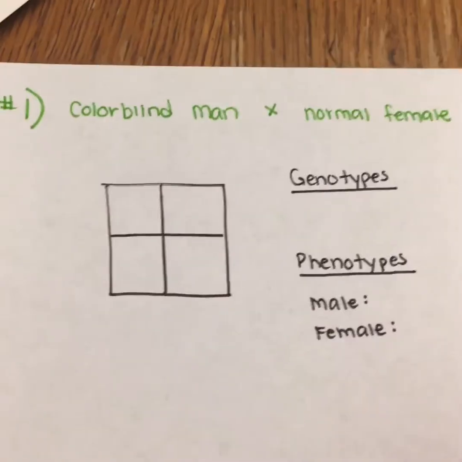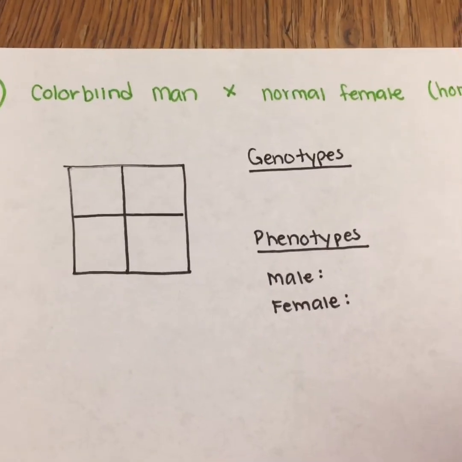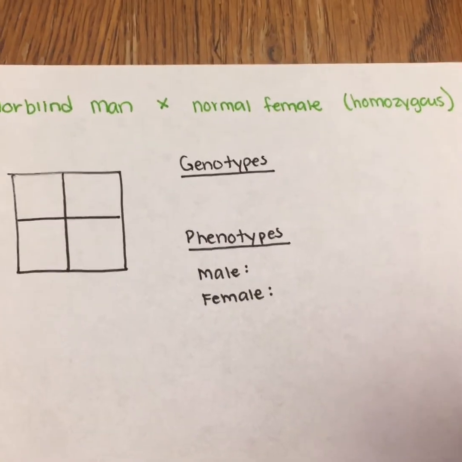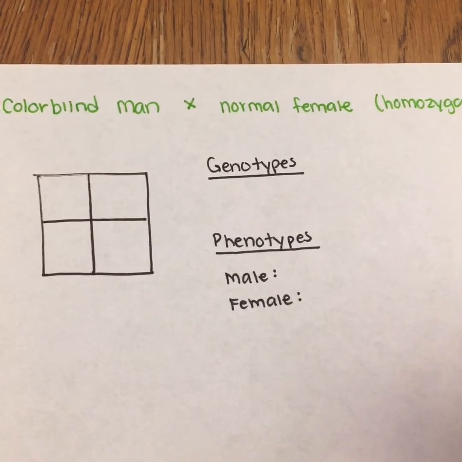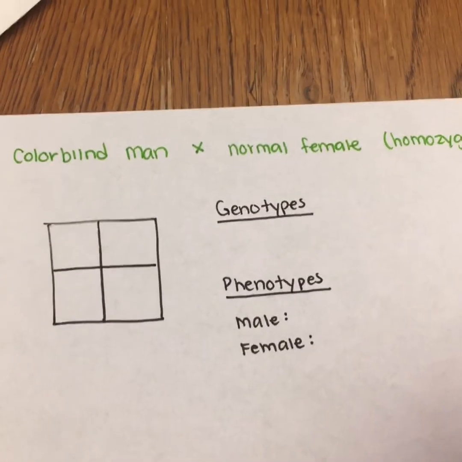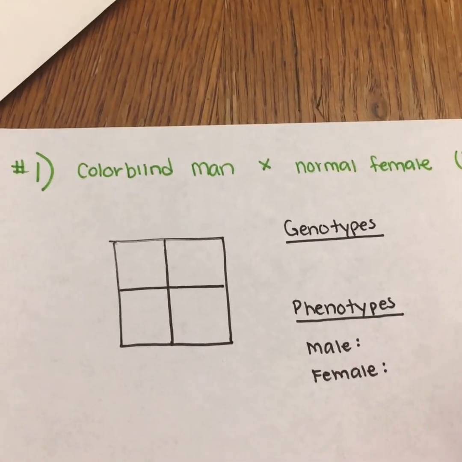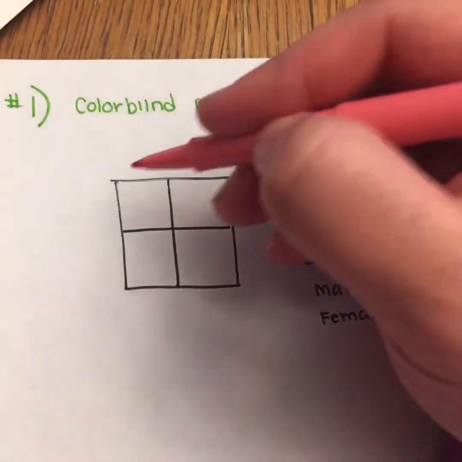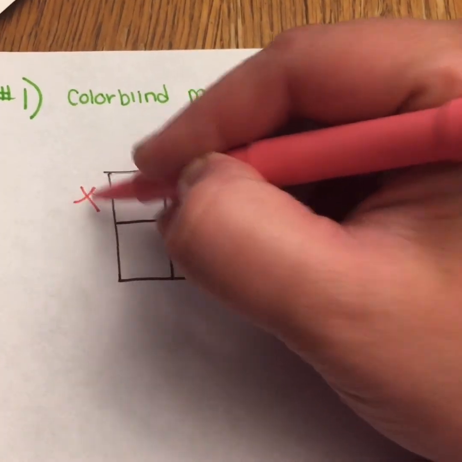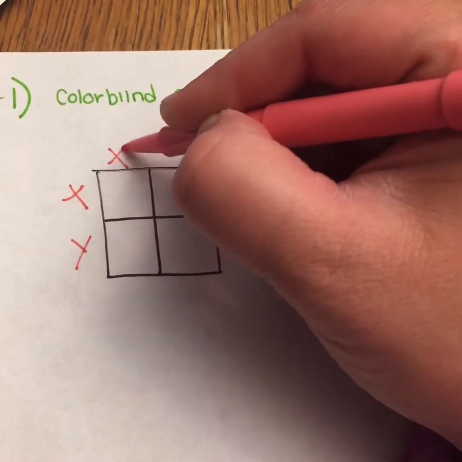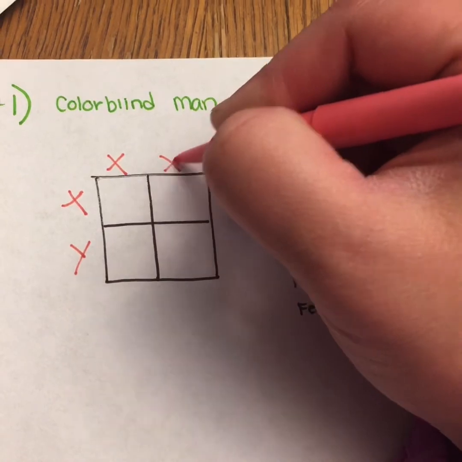Let's try an example together. In this case, we're going to cross a colorblind man with a normal female who is homozygous for this allele. Now for this, we're going to use X big B and X little b to represent color blindness. So the first thing I always do when completing a sex-linked trait Punnett square is to put my X and Y chromosomes on the sides. So X and Y, X and X for female.